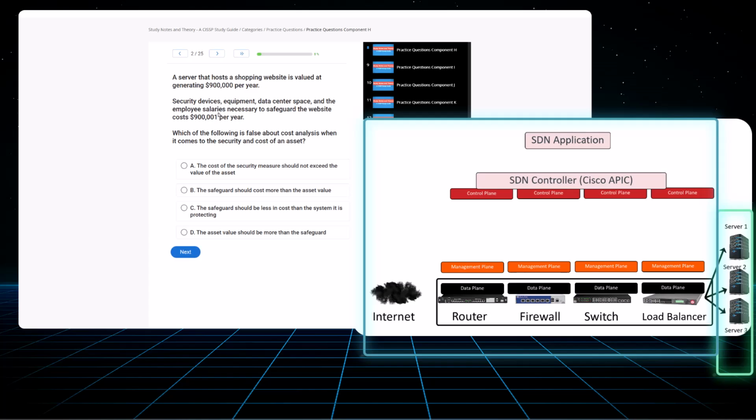So essentially what this question is saying is that the security needed to protect the asset costs $1 more than the actual value itself. So without even looking at the choices, I know the question has something to do with how much you should spend on an asset, more or less. And I guess that's what the question is going to be. Which of the following is false about cost analysis when it comes to the security and cost of an asset?